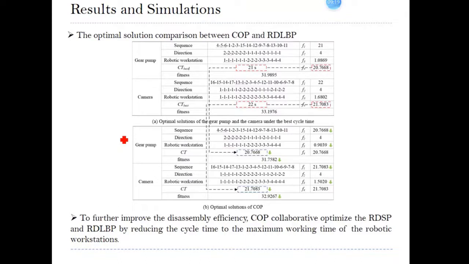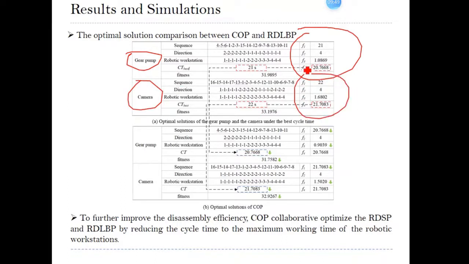And finally, we get the optimal solutions comparison between the COP and the RDLBP. So for the traditional RDLBP, if we ignore the interactive relationship between the RDSP and RDLBP, we will get the optimal solutions like here. For the gear pump, we have the 4 indicators, the optimized indicators. For the camera, we also will get these 4 indicators.